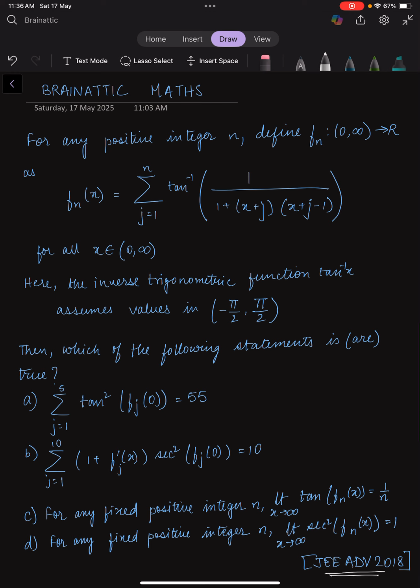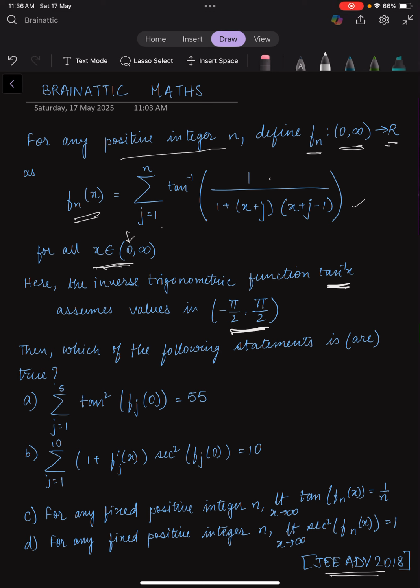Now in this question, we are given for any positive integer n, we define a function f subscript n, which has a domain from 0 to infinity and range all the real numbers. Now this f n of x is basically a summation over j equal to 1 to n of tan inverse, and within the argument we have 1 in the numerator, and in the denominator we have 1 plus (x plus j) in product with (x plus j minus 1). Now x is defined for all 0 to infinity, but 0 is not included. This is very important to notice. Again, the tan inverse is defined within the range minus pi by 2 to pi by 2.